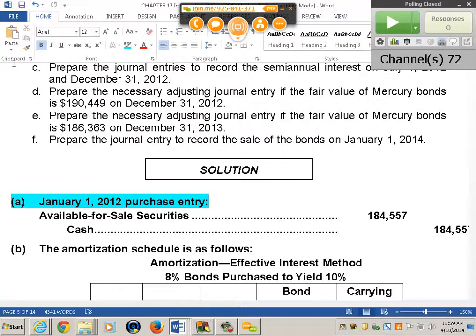We do not use a separate discount account, but realize that the discount itself, the $15,443, is in fact additional interest income. Questions on the first entry?